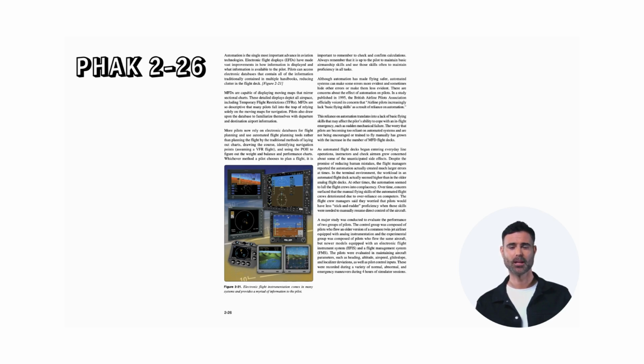A major study was conducted to evaluate the performance of two groups of pilots. The control group was composed of pilots who flew an older version of a common twin jet airliner equipped with analog instrumentation, and the experimental group was composed of pilots who flew the same aircraft, but newer models equipped with an electronic flight instrument system, EFIS, and a flight management system, FMS.